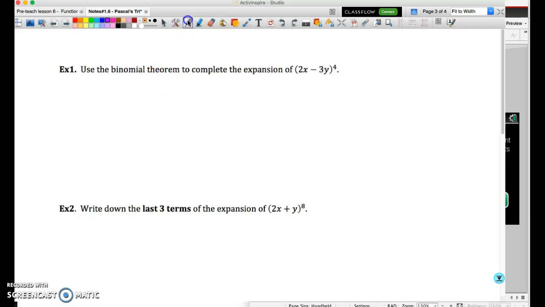All right, pre-calcers, welcome back to lesson 6 on the binomial expansion, the binomial theorem. So now we're going to work through the examples.